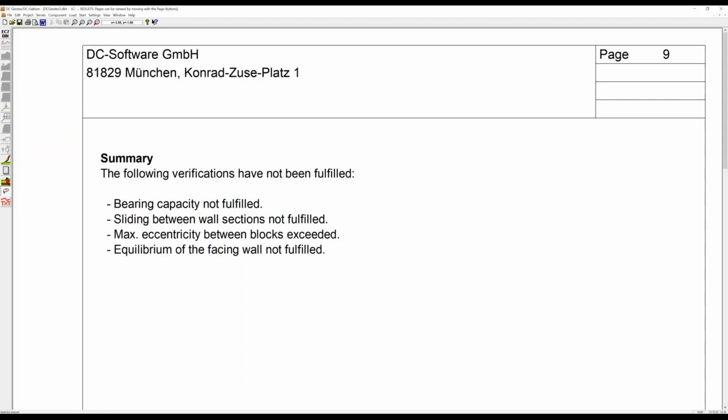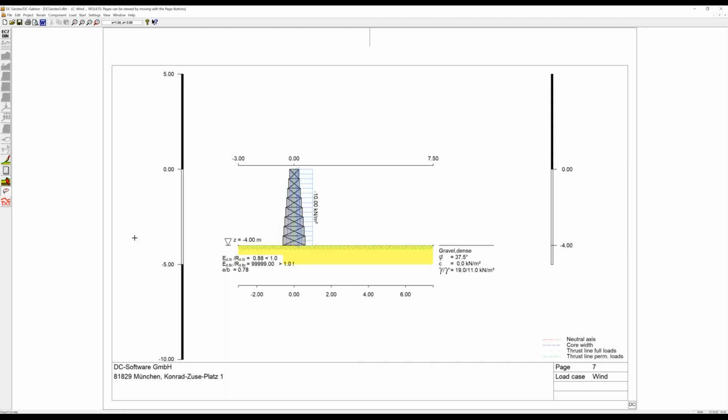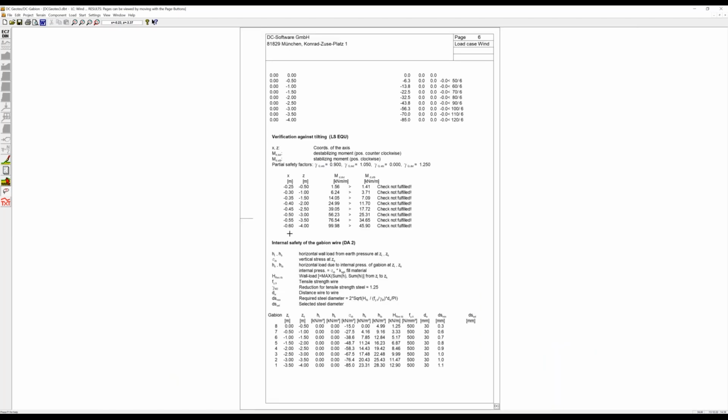So again, these verifications are not all fulfilled because we just have a single standing wall without the support, and there should be some inclination of the wall or larger elements to have all these verifications fulfilled here.